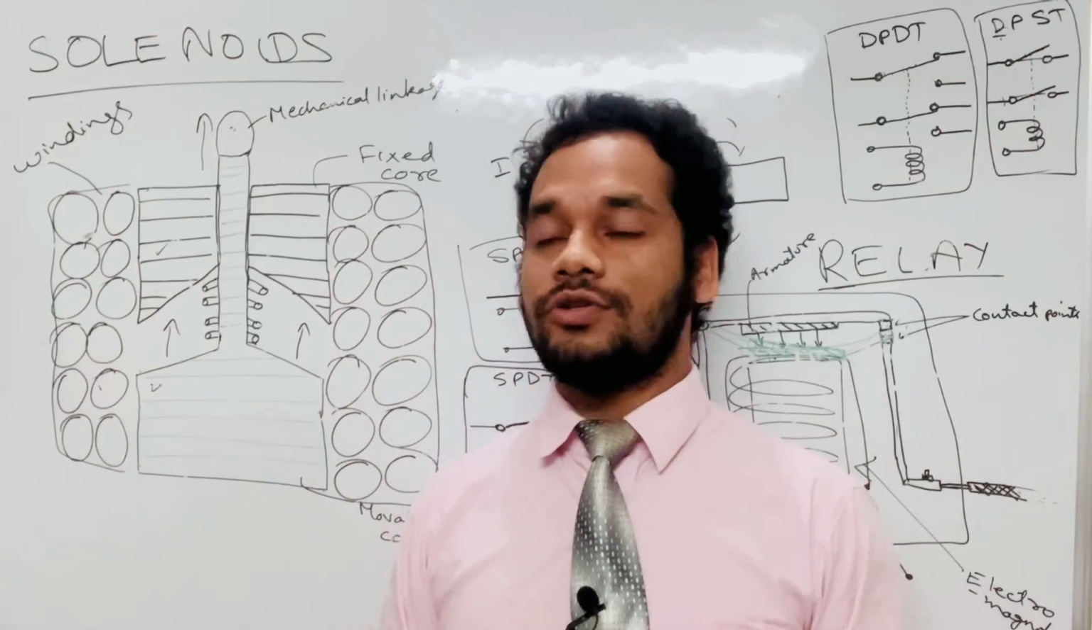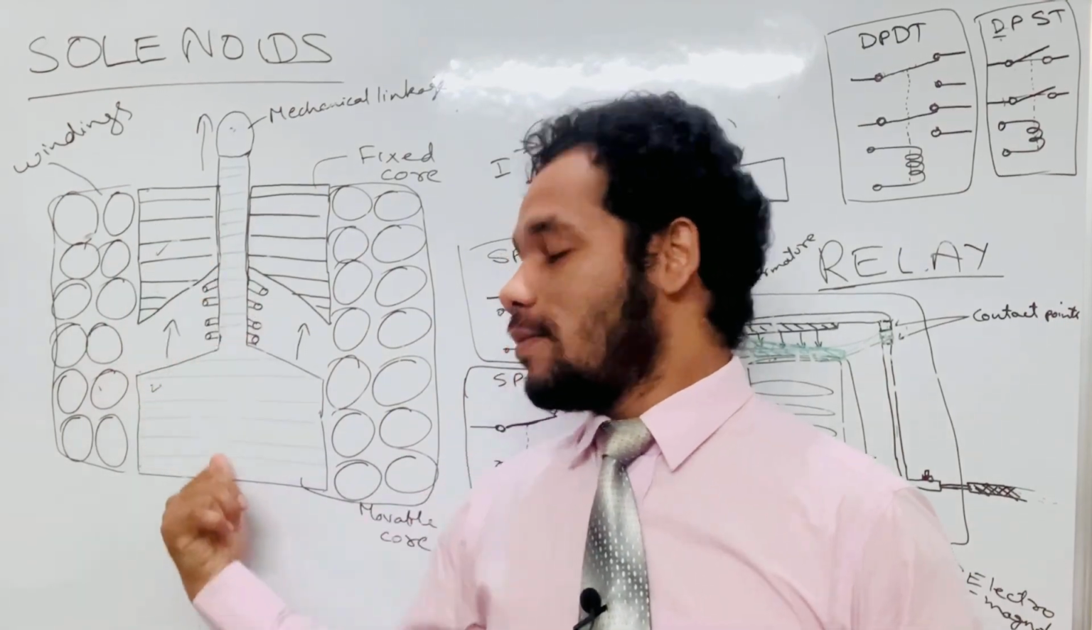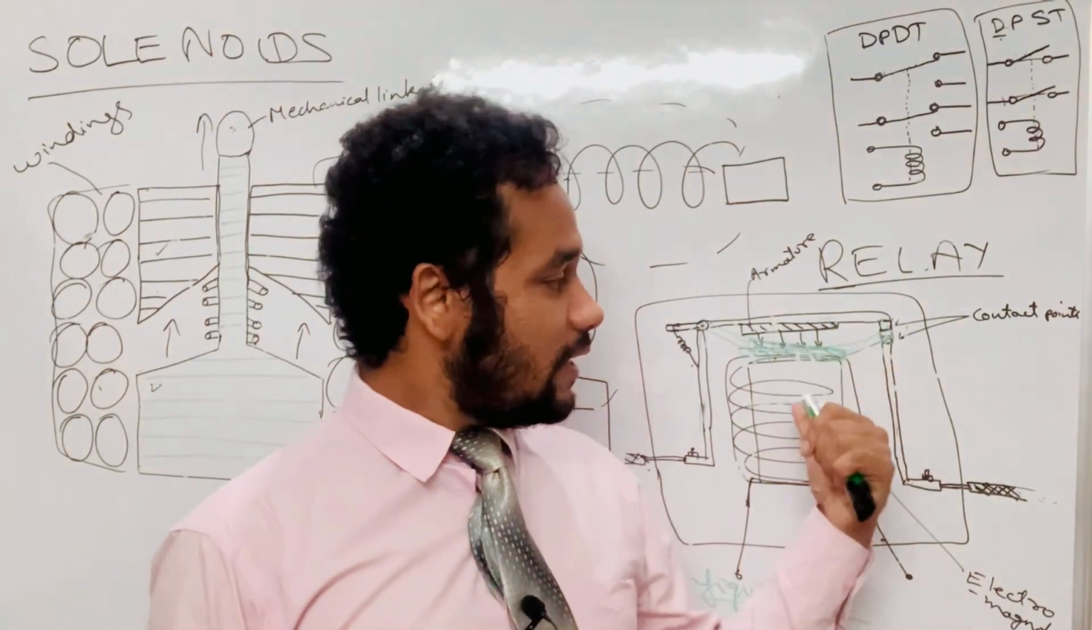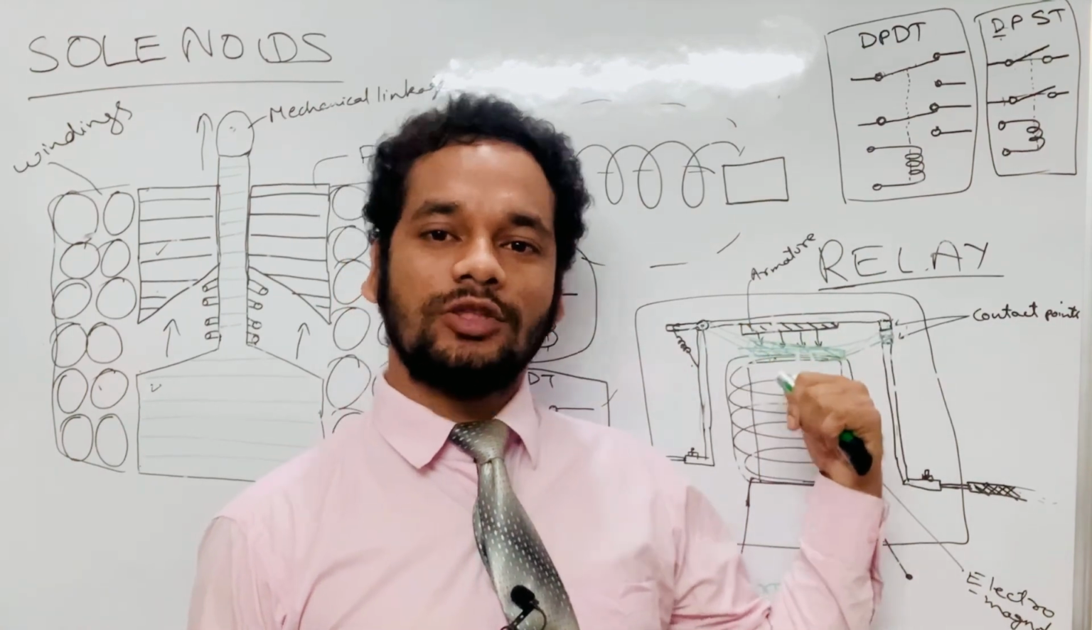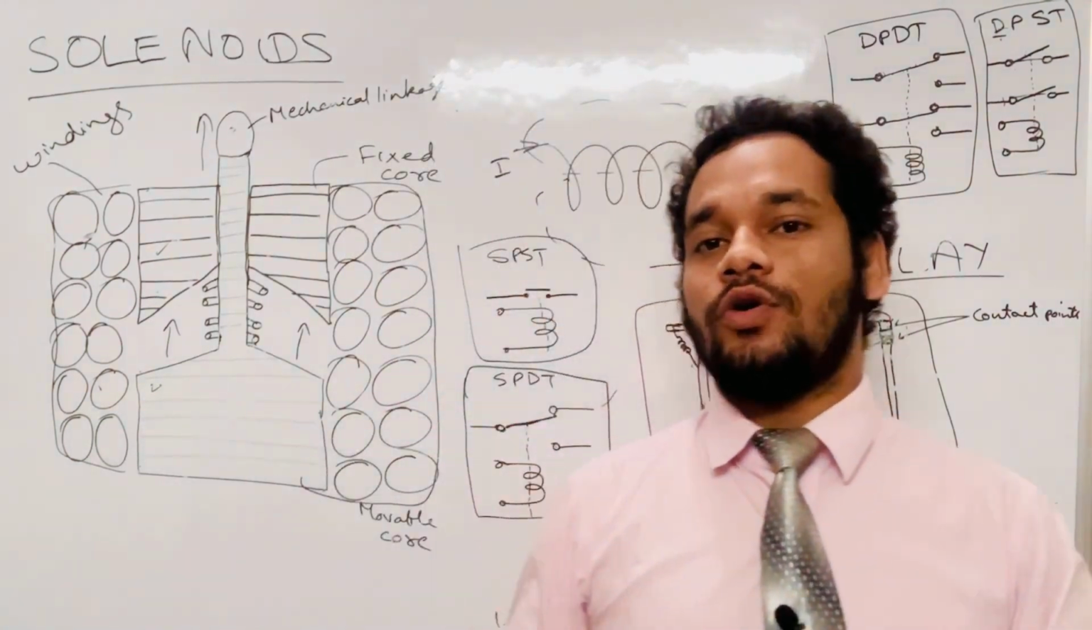So friends, the overall conclusion to note here is, in solenoids the core moves, and in relays the armature or the contacts move, not the core. So friends, I hope you are clear with today's topic.